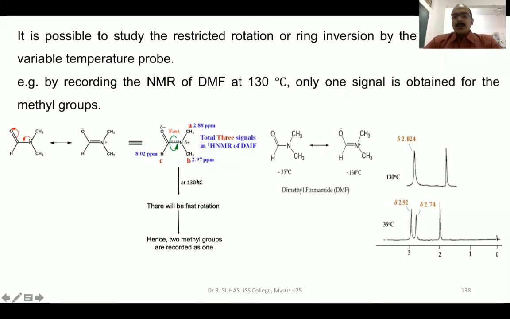So at 130 degrees centigrade, there will be fast rotation. As a result of that, two methyl groups are recorded as one. So at room temperature, you will have two peaks for two methyl groups, whereas at elevated temperatures, you will see that both the methyl groups will appear as only a single peak. This is how you can study variable temperature NMR.